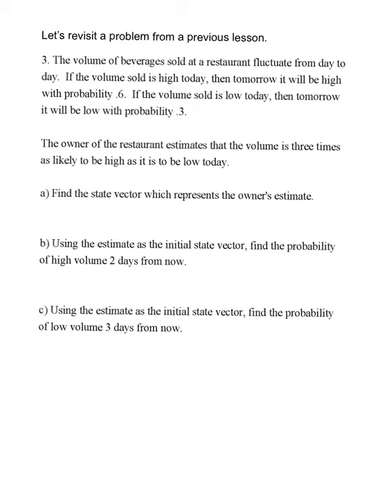All right, so now we use this problem from, I forget which section now, 8.2, I believe. It says volume of beverages sold at a restaurant fluctuates from day to day. If the volume sold is high today, then tomorrow will be high with a probability of 0.6. If it's low today, it'll be low tomorrow with probability of 0.3. So my transition matrix, which we'll call P, and I'll use high as my first state.